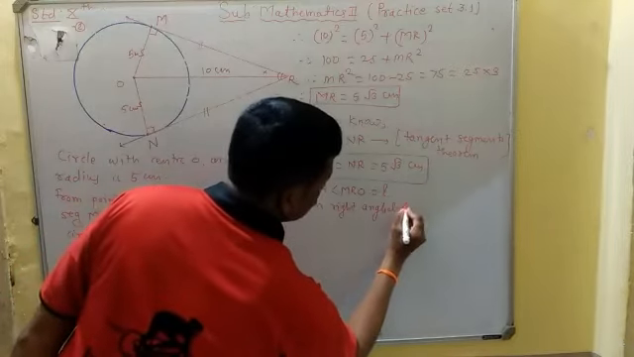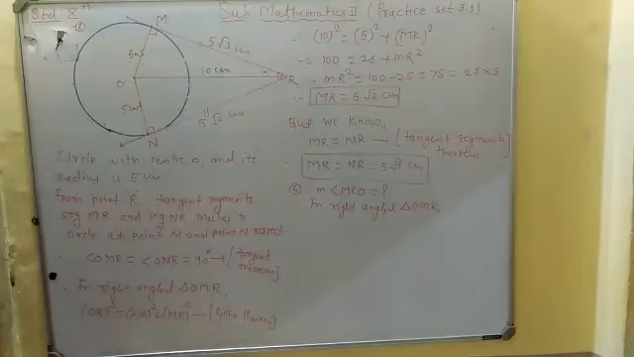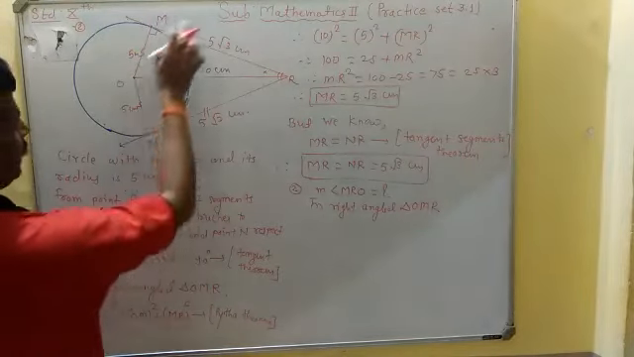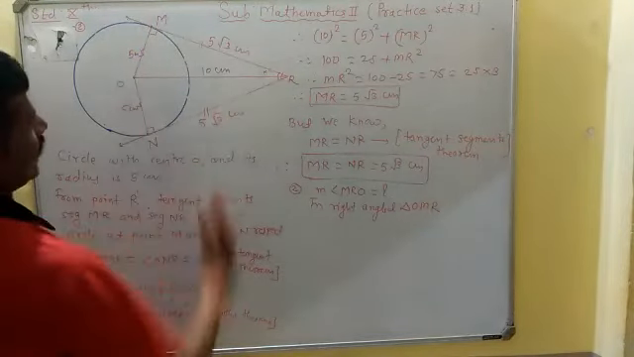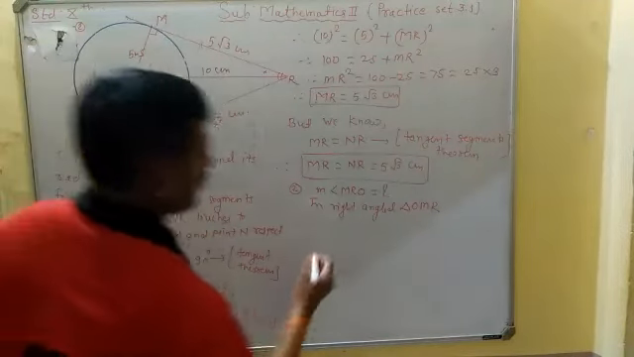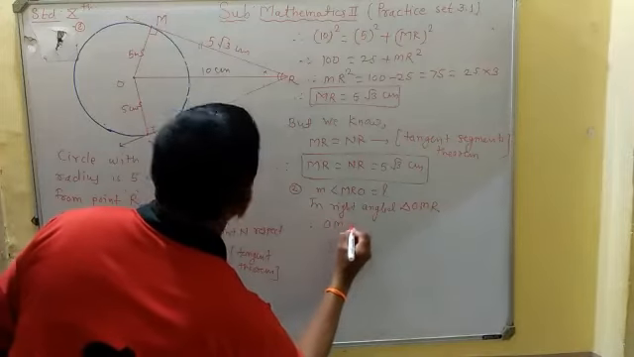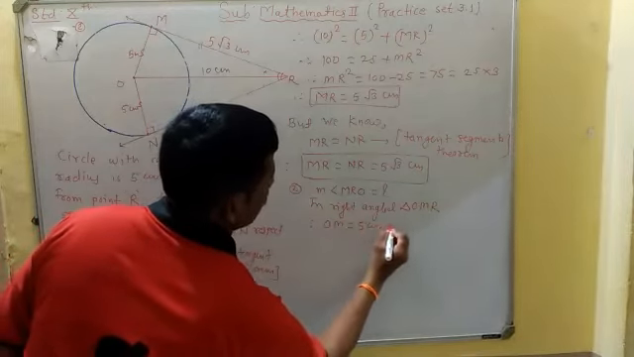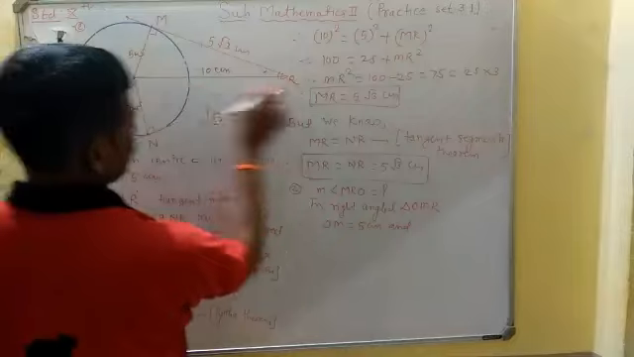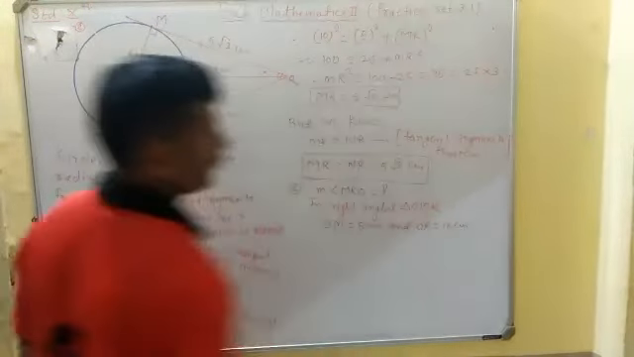In a right angle triangle OMR. Observe the sides carefully of the right angle triangle OMR. What do we get here in the figure? OM is equal to 5 centimeter and hypotenuse OR is equal to 10 centimeter.